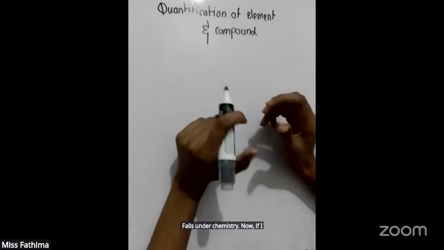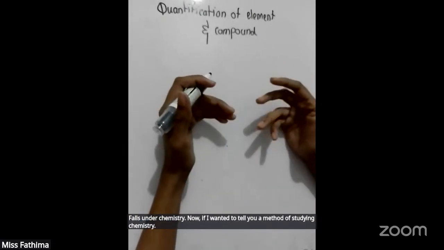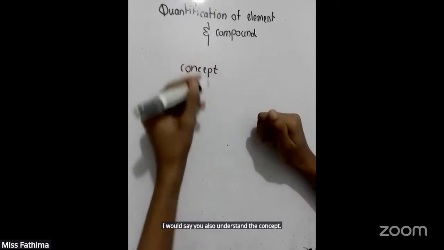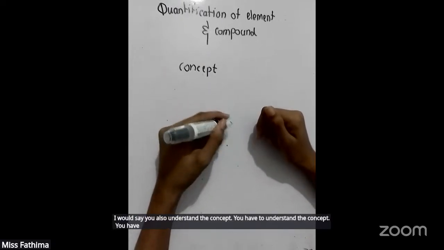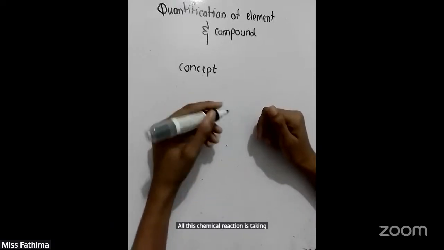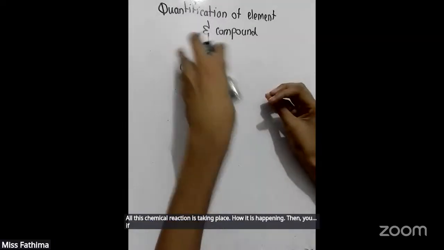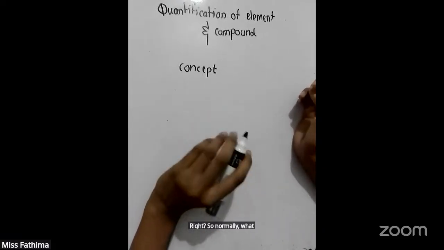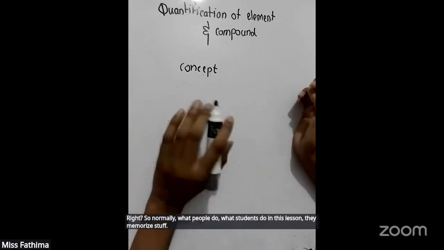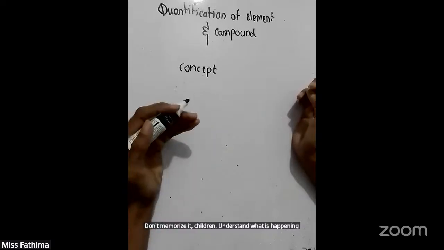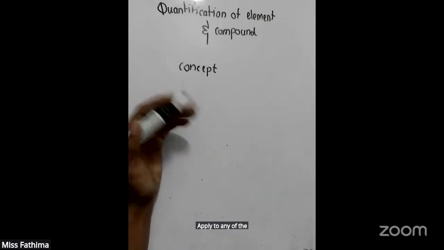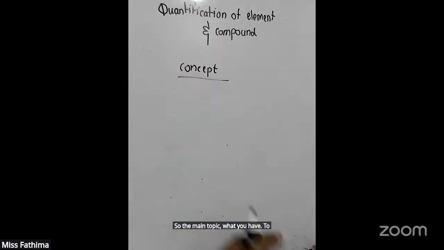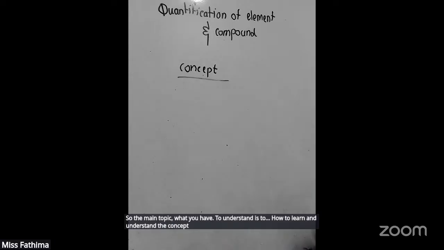Now, if I wanted to tell you a method of studying chemistry, how to study, I would say you have to understand the concept. You have to understand how this chemical reaction is taking place, how it is happening. Then if you understand the concept, you can apply it to all the questions that you get. Normally, students memorize stuff in this lesson. Don't memorize it, children. Understand what is happening and how, then you can apply it to any equation or any question from this lesson. The main thing is to learn and understand the concept and how to do questions relevant to it.